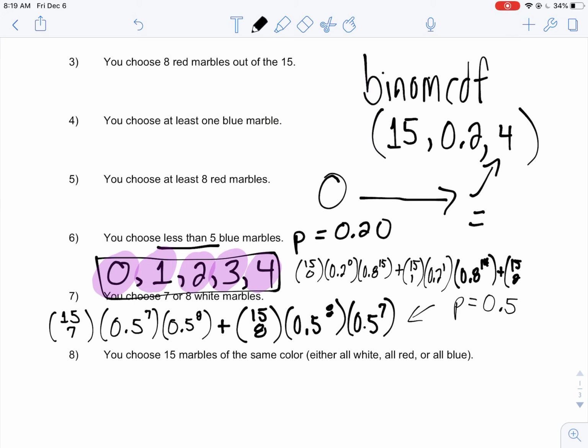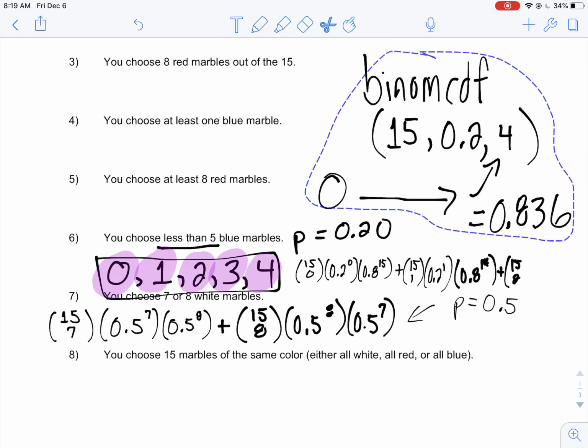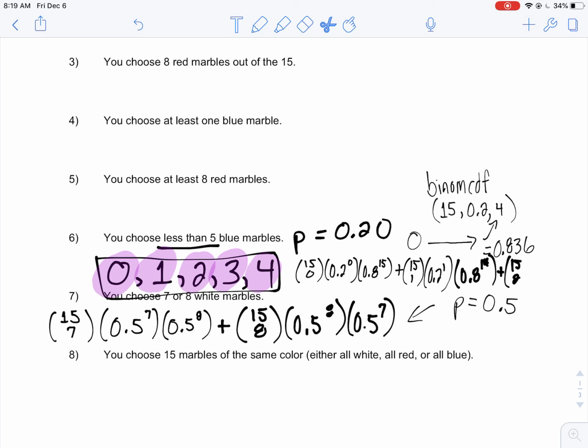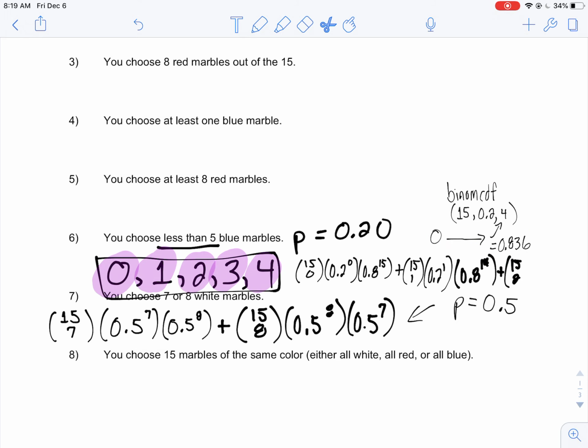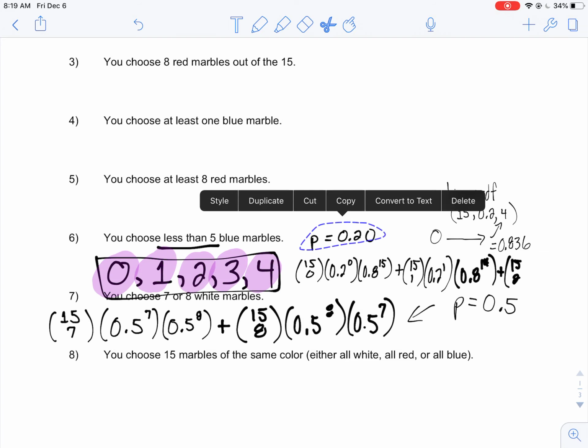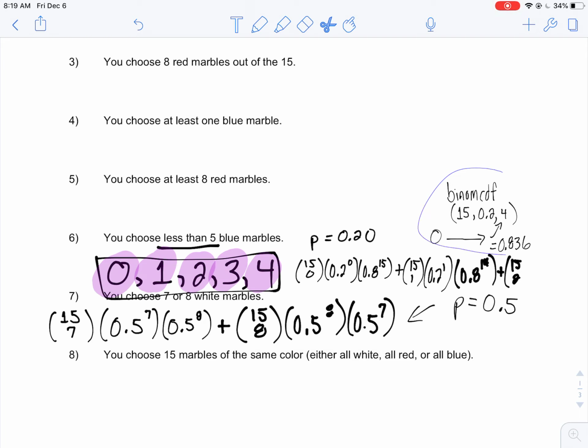Using this, I end up getting 0.836, about that. I rounded. Now, I could have added up all those combinations, but what the calculator was able to do for me was say, okay, I'm going to start at 0 combinations, and you tell me when to stop. And I said, okay, I want you to stop at 4. So half the battle here is you've got to figure out what you need and what you don't need. It's not just as simple as running to your calculator and plugging in numbers. Figure out what you need and what you don't need.